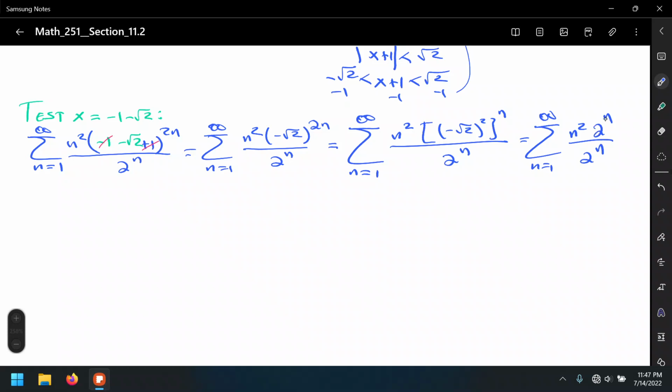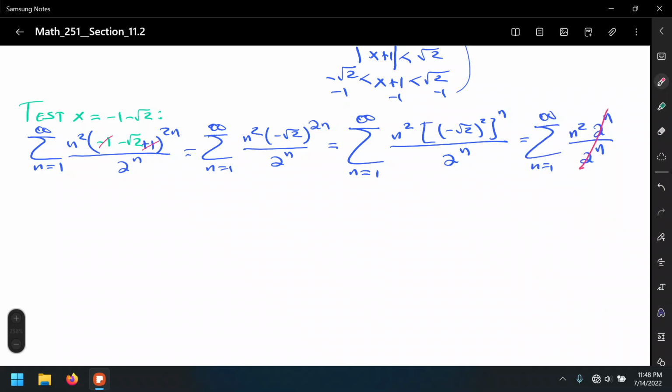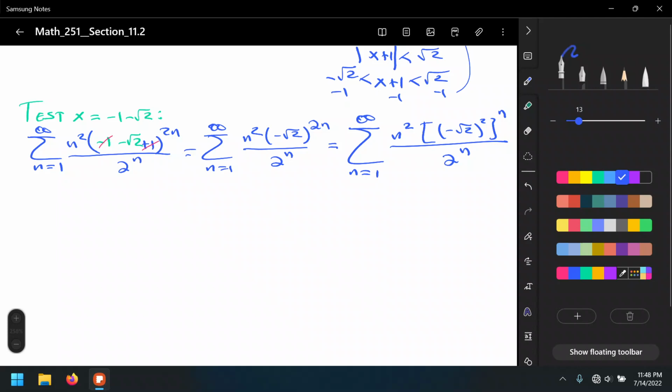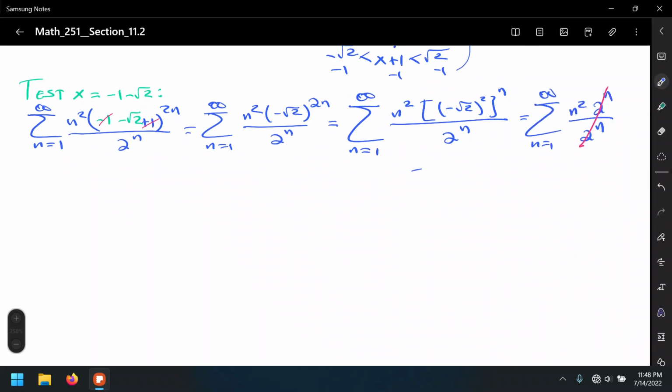Okay, again, where is this 2 to the n coming from? Number one, the negative becomes positive, and then the radical cancels the square, leaving us with this 2 inside only, because this is raised to the n power, that becomes a 2 to the n. And again, see how these two guys cancel. Go away. And that's going to leave us with sigma n equals 1 to infinity of simply n squared.